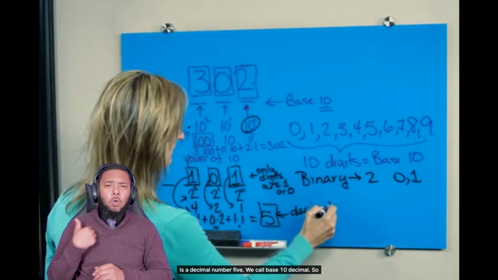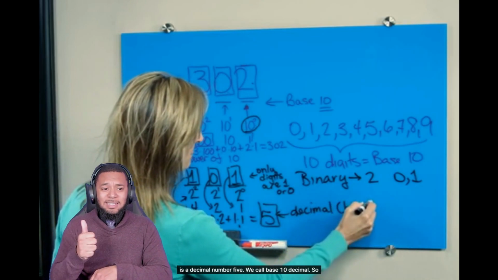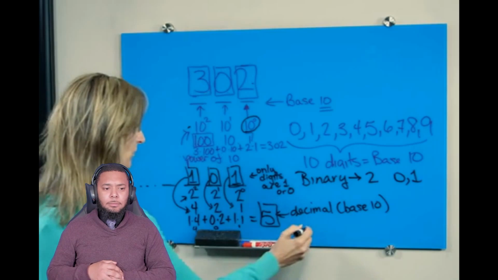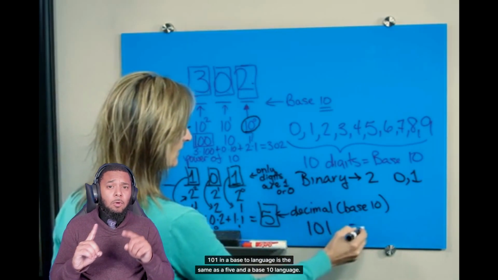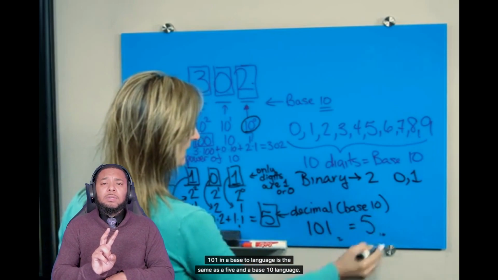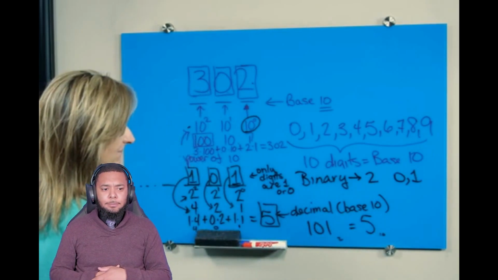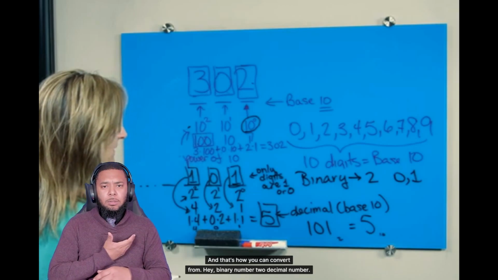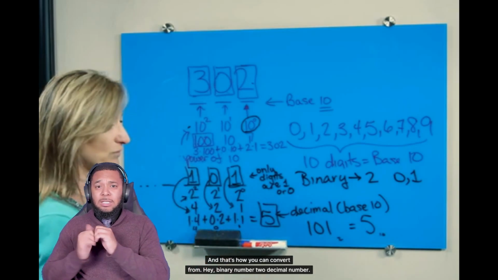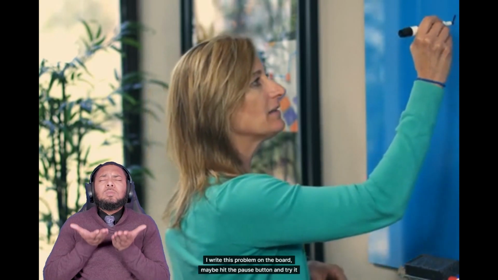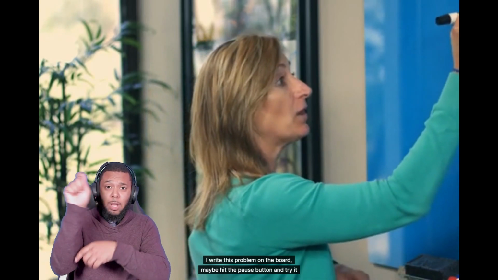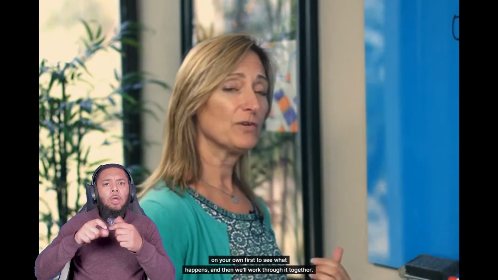We call base 10 decimal. So 101 in a base 2 language is the same as a 5 in a base 10 language. And that's how you can convert from a binary number to a decimal number. Let's practice by trying a couple of these. I would strongly suggest, when I write this problem on the board, to maybe hit the pause button and try it on your own first to see what happens, and then we'll work through it together.